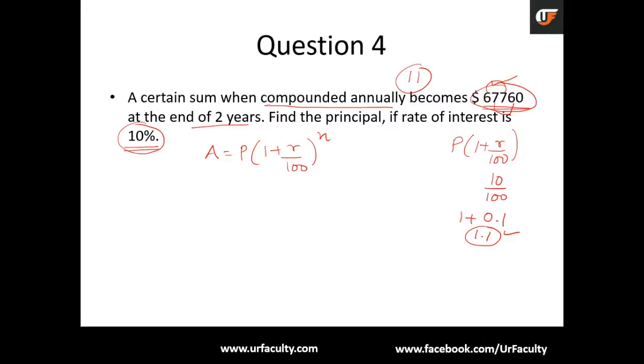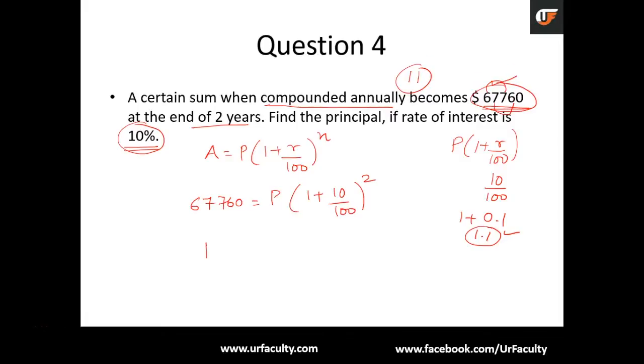What is the amount here? The amount is 67760. And what is the principal? That's what we have to find out. And what is the rate of interest? 1 plus 10 by 100 power 2. And how do you solve this problem?